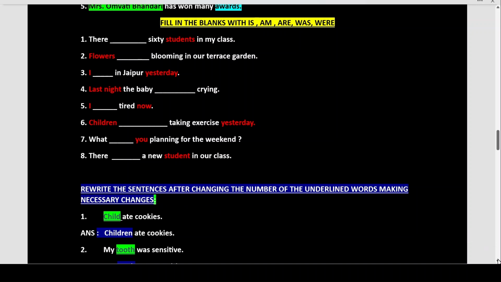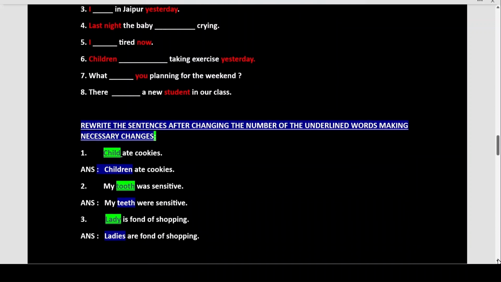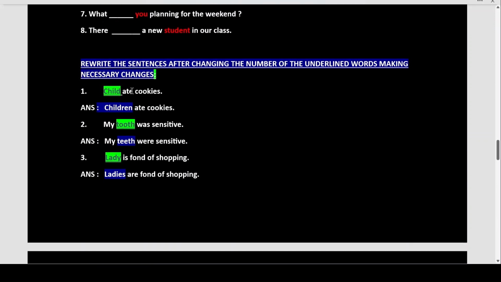Now, there are certain words which are underlined. We have to change, if it is singular, we change it to plural. If it is plural, we change it to singular. First, child ate cookies. The word underlined is child. What is the plural form of child? Children ate cookies. My tooth was sensitive. What is the plural form of tooth? Teeth. My teeth were sensitive because my tooth was sensitive. Was is used for singular and were is used for plural.